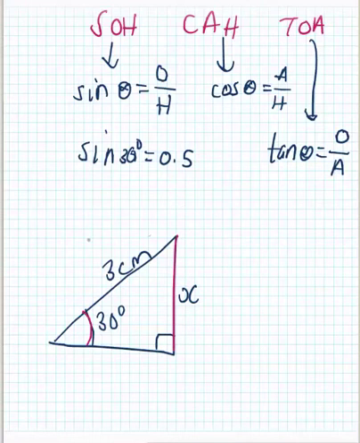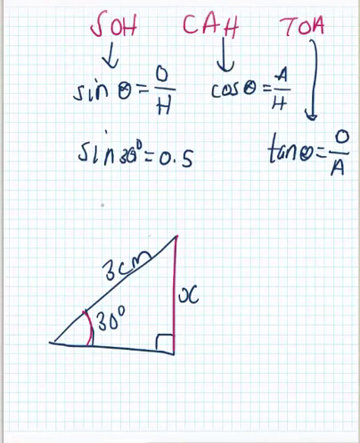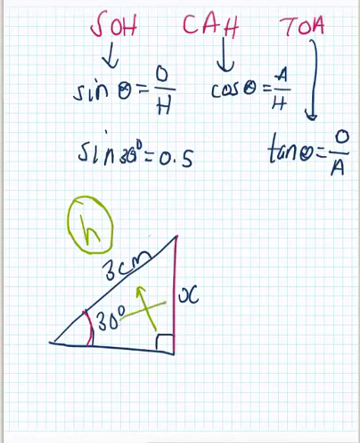Now, to work out what x is, we have to use one of these, either sine, cosine, or tangent, and we've got to work out which one we have to use. So your next step is to label your triangle. Label all the sides. The hypotenuse is always opposite the right angle, so that's H for hypotenuse. The angle 30 is down here. What is the opposite of the angle 30? It happens to be x.